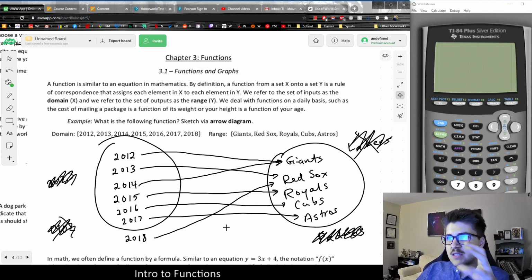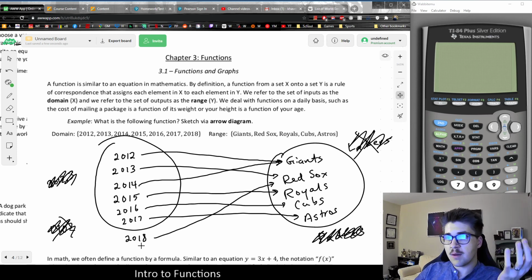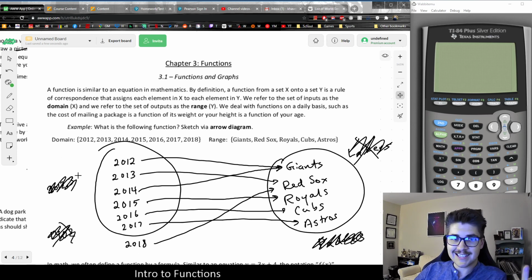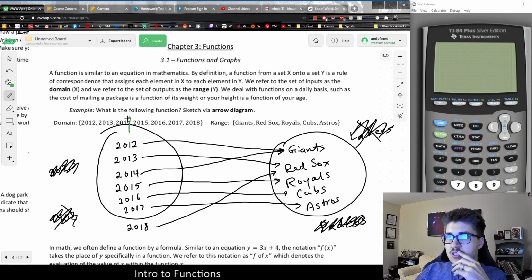Also, when we're looking at this, it isn't necessarily the whole function. This is just a little snippet of the function to help us understand this relationship. But a lot of times there are other numbers, right? Like there could be 2019, 2020, or values going into the past, which, if we extend or open up that domain, it would also open up the range and add more teams into it. But again, never gonna be the Padres.